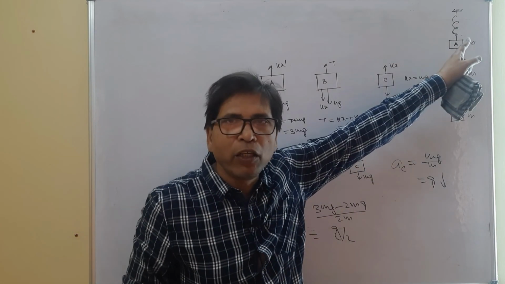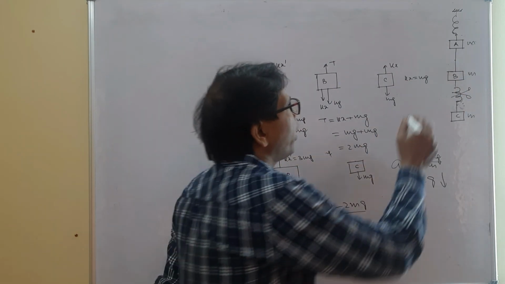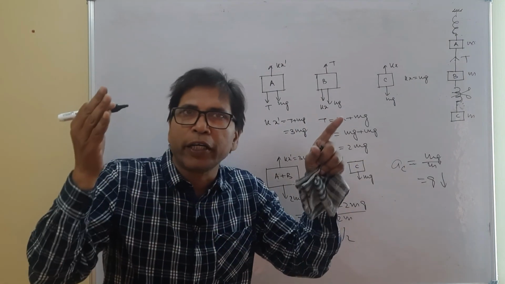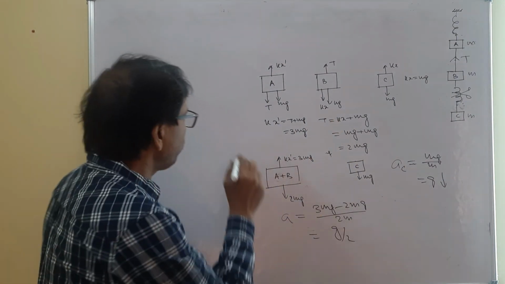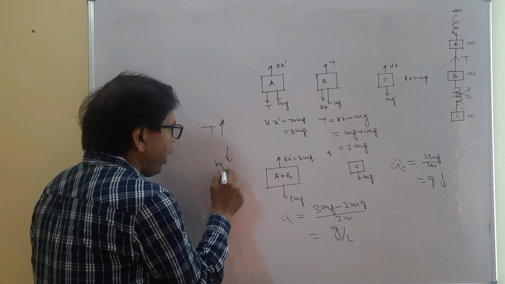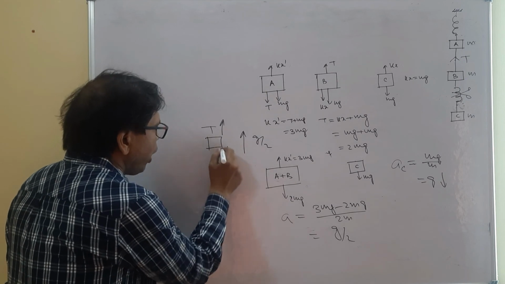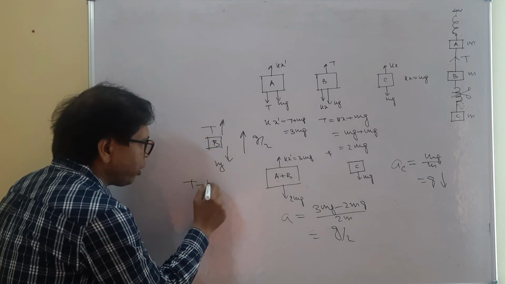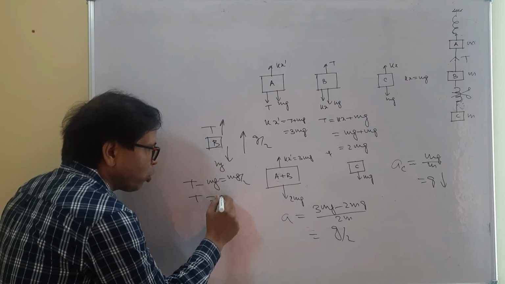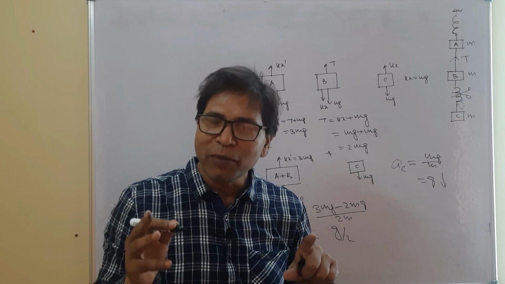What is the tension? What is the tension of this string? Due to this tension, the mass B moves in the upward direction with acceleration g by 2. So the resultant force is T upward, mg downward, and the acceleration is upward, g by 2. Now for B, T minus mg equals m into g by 2. So T equals 3mg by 2. The tension of the string becomes 3mg by 2.